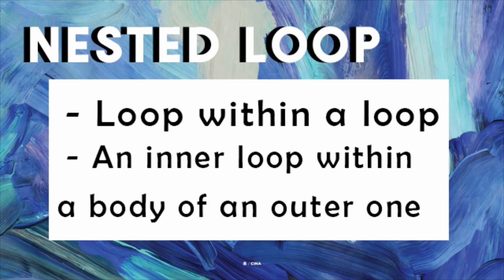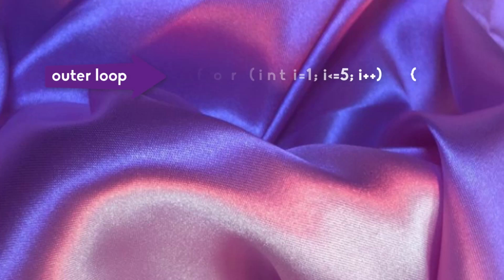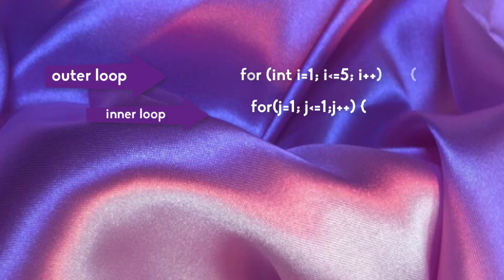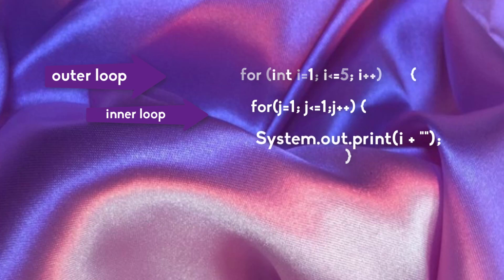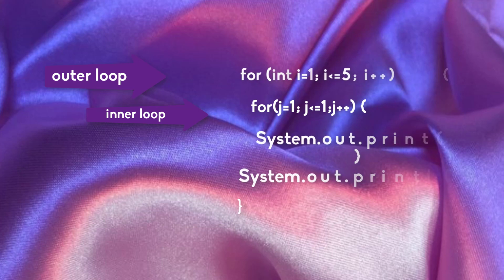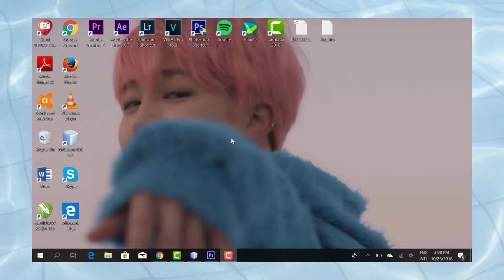How this works is that the first pass of the outer loop triggers the inner loop, which executes to completion. Then the second pass of the outer loop triggers the inner loop again. This repeats until the outer loop finishes. Now that we know what a nested loop is, let's go on to the program. This will be our desired output.